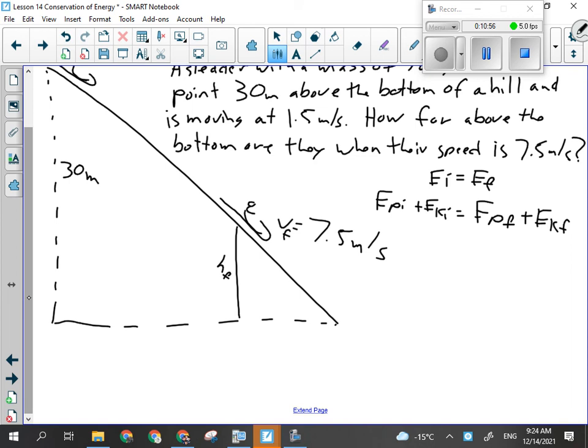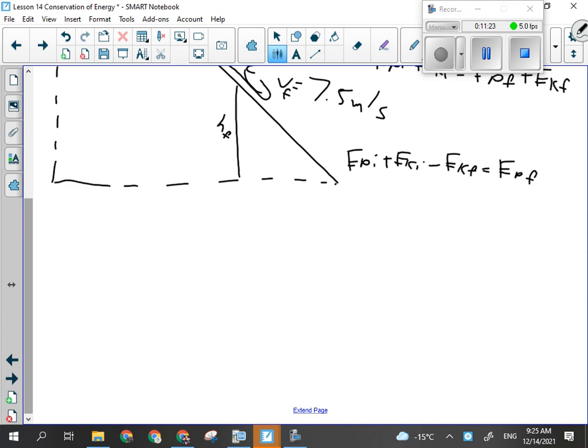So what I want to do is isolate that before I expand to the big formulas. To get EPF by itself, what do I do with EKF? I subtract it over to the other side. So I'm going to have EP initial plus EK initial, or my mechanical energy, minus my final kinetic energy equals my final potential energy. Now I can expand this out even further: M times G times H initial plus 1/2 MV initial squared minus 1/2 MVF squared equals M times G times H final.